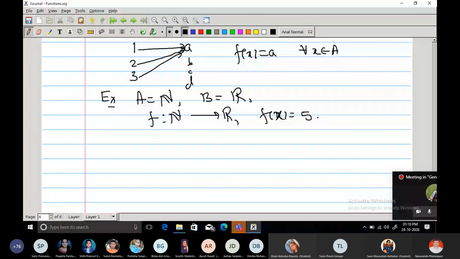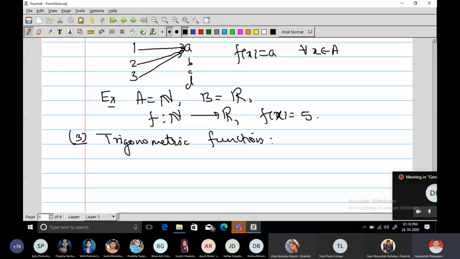Then we have another type of function, trigonometric functions. So what are trigonometric functions? sin x, cos x, tan x, these are the basic trigonometric functions, and then cosec, cot, all these are there, and their combinations.